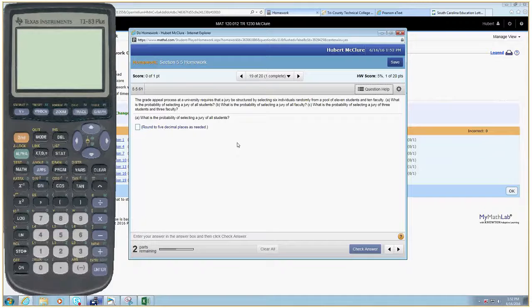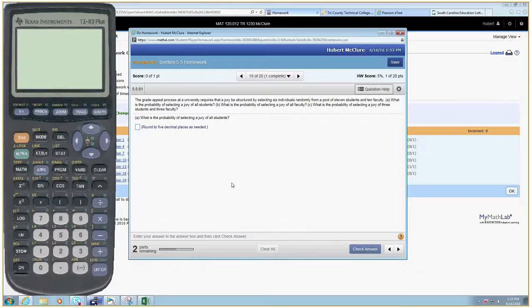All right. Now in this problem, first of all, you got to find your total. It says the grade appeals process at a university requires that a jury be structured by selecting 6 individuals randomly from a pool of 11 students and 10 faculty. So which one's the bigger number? 11 and 10 are bigger than 6, right? That's your 3 numbers. Look at it again. Selecting 6 individuals randomly from a pool of 11 and a pool of 10. So figure out what both pools are. That's your total. Add them both together.